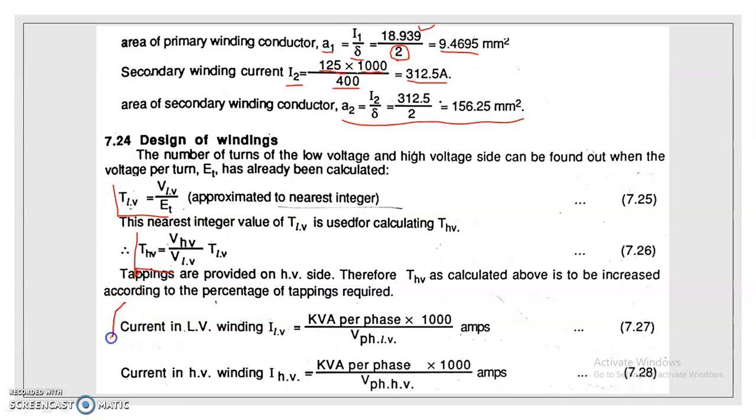These are the formulas for calculation of LV side current and HV side current. As we saw in the last problem, it is the same: the kVA rating of the transformer into 1000 divided by voltage. Similarly, we put the lower side voltage here, and the higher side voltage there. You will get the LV winding current and HV winding current.